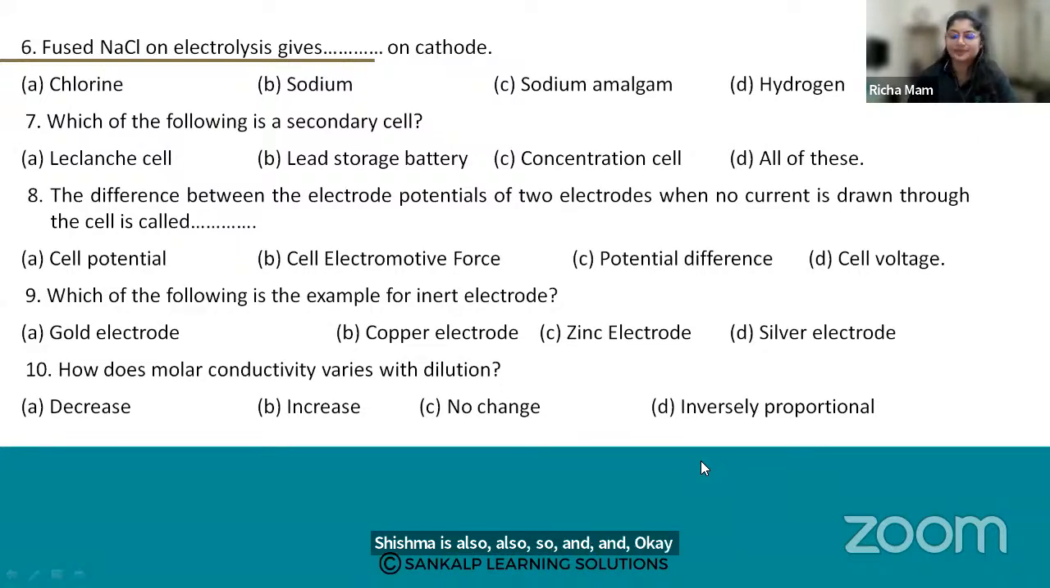So what happens to molar conductivity? I've told you in the starting concept, it increases with dilution. Molar conductivity increases with dilution. When you talk about specific conductivity, it decreases with dilution. So when the solution is diluted, the total number of ions will increase.